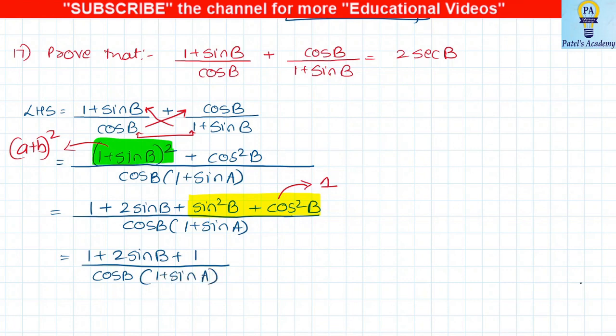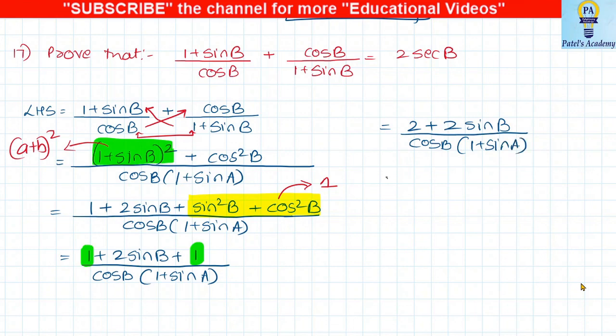Okay, now in the next step what will happen? See this, I'm highlighting with green. 1 plus 1 will add up. So 1 plus 1 is nothing but 2 plus 2 sine b, and again the denominator as it is, cos b (1 plus sine b). Okay, now 2 common in the numerator, so I'll get 2 bracket 1 plus sine b upon cos b bracket 1 plus sine b.